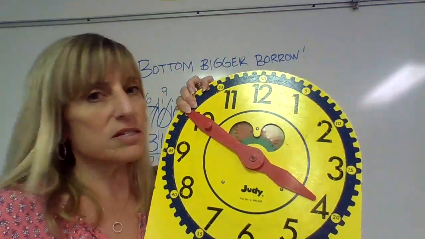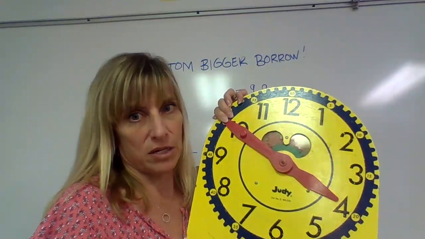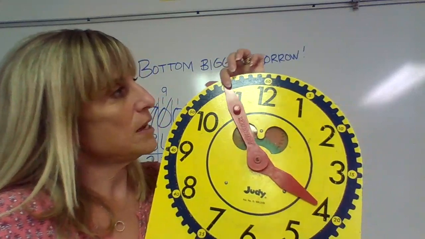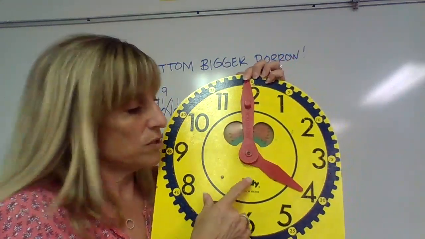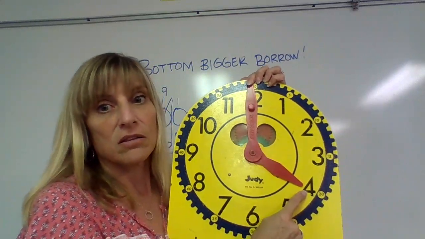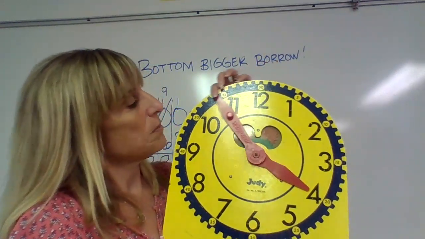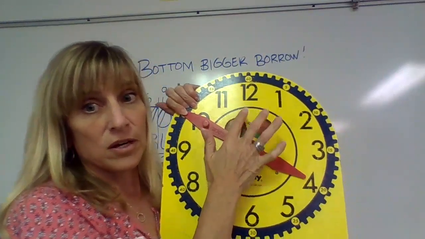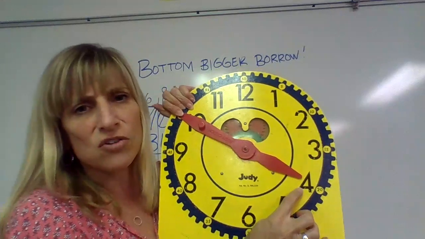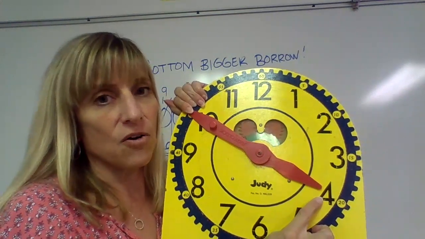Wrong. It is not 4:50. It is not at the 4 o'clock hour yet. When my minute hand gets all the way up here, that's when we will start the 4 o'clock hour. Okay? So my minute hand is before the 12, and it's super close to the 4, but it's not on the 4 o'clock hour yet.